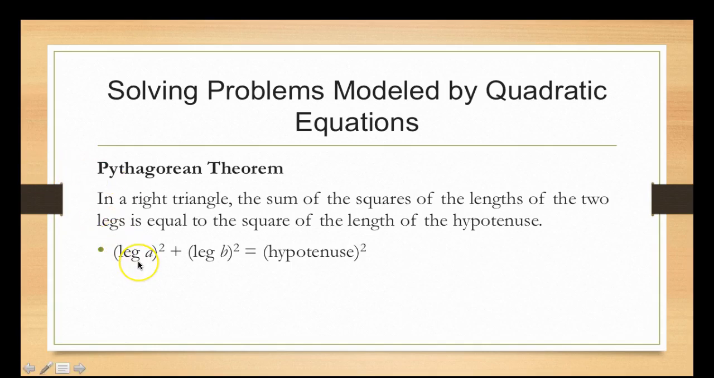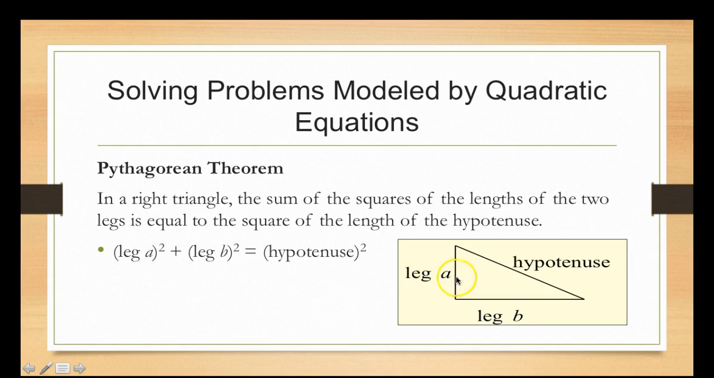When you have a right triangle, the longest side is always called the hypotenuse, and the other two sides are called the legs. So this is the longest side of our right triangle, leg, leg. And this is called our hypotenuse.